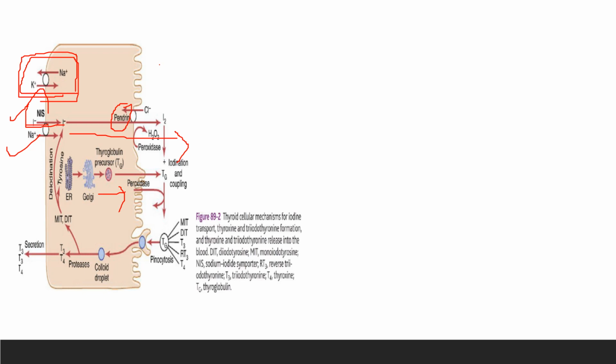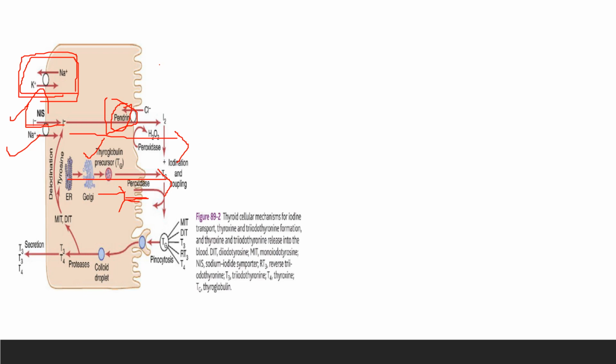Then this iodine will be released into the follicular lumen with the help of this pendrin protein, and there will be parallel release of the thyroglobulin into this thyroid lumen, follicular lumen. Now the secretory vesicles that contain the thyroglobulin also carry another enzyme. That enzyme is the thyroid peroxidase on their vesicular surface. As the secretory vesicles fuse with the apical membrane, they contain the thyroglobulin molecule as well as the peroxidase.